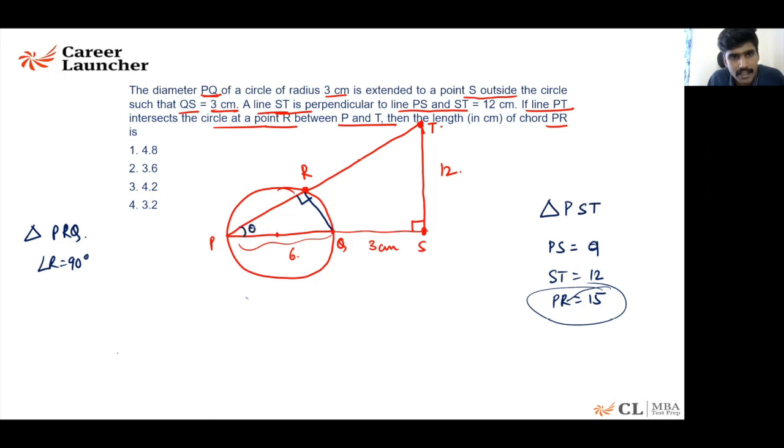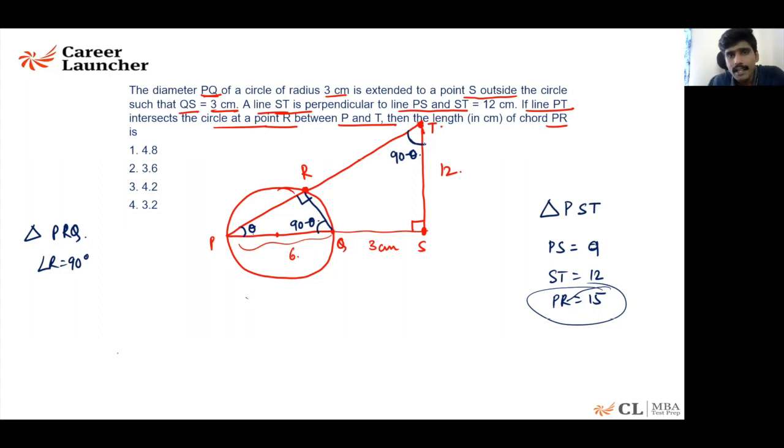If I say this angle is theta, in the larger triangle, this angle T becomes 90 minus theta. Similarly, in the smaller triangle PRQ, if this angle is theta, this angle becomes 90 minus theta. Now, because the three angles are the same, theta, 90 minus theta and 90 degrees, both the triangles must be similar. If both triangles are similar, there must be a common ratio of the corresponding sides. So let us figure that out.